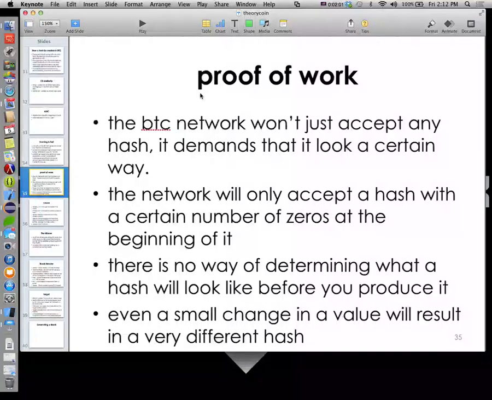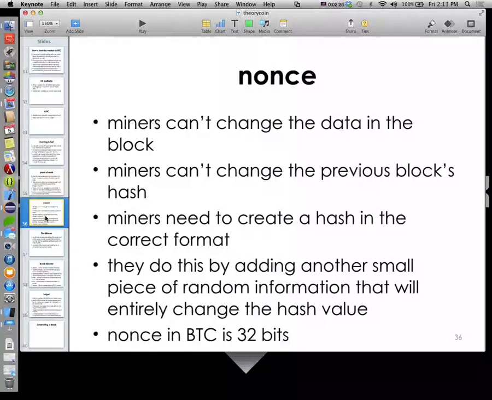So the Bitcoin network won't just accept any hash. It demands that it look a certain way. That is, it has to have a certain number of zeros out front. The network will only accept a hash with a certain number of zeros at the beginning of it. There's no way of determining what a hash will look like before you produce it. Kind of an interesting piece of information related to hashes. So even a small change will result in a very, very different hash.